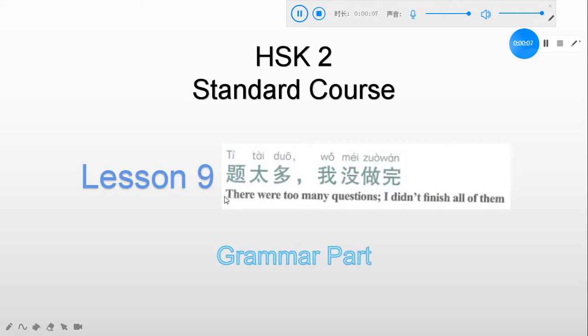So today we will focus on the grammar part, and in today's class there will be two grammar points waiting for you, okay? The first one is important, and I think it's not that difficult. As for grammar point 2, it's pretty easy. So now let's just get started.